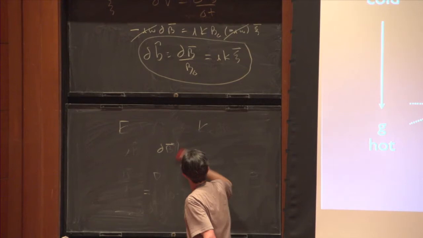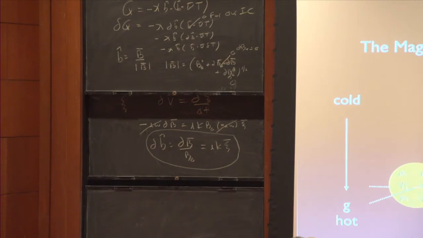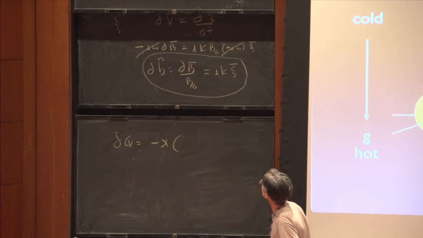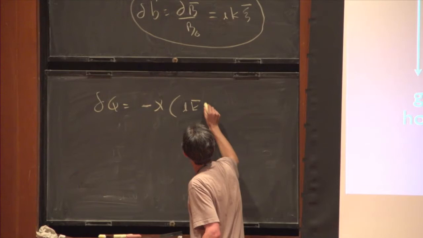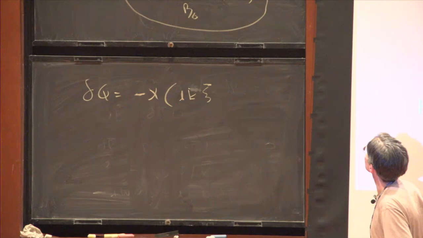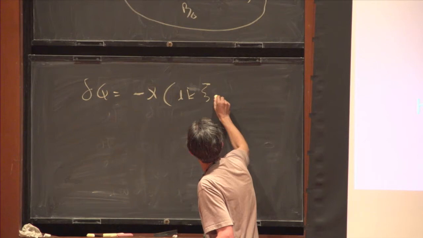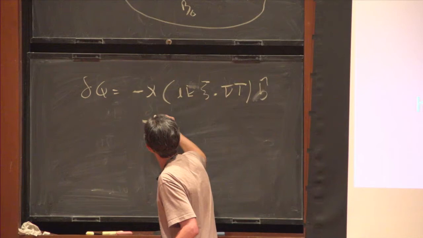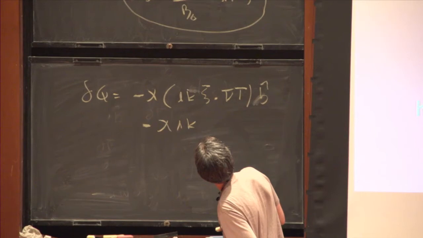So this is all by way of what I want to do now, which is to substitute what we've just derived into our equation for the heat flux. So delta Q is minus this thermal conductivity times delta B hat, which is i k xi, dotted into grad T. So that's the first term. And then the second term is minus chi i k, get it right, B hat delta T.